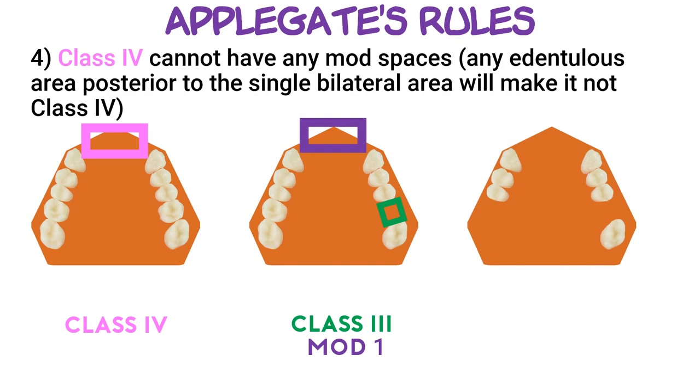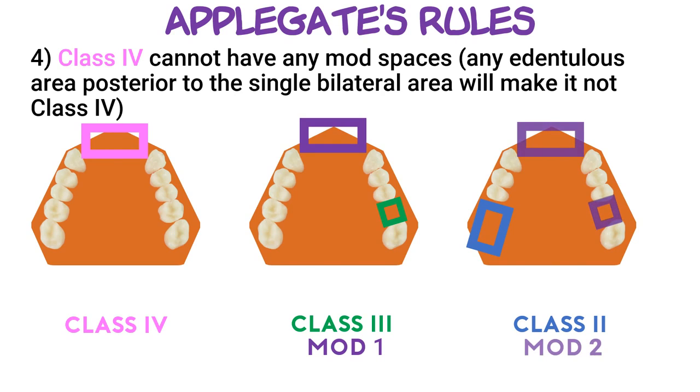Same situation here. We have 2 edentulous spaces at the back, so there's no way that this can be a Class 4 classification, and since the posterior space in Quad 1 is more posterior than the others, this arch should be classified as Class 2 Mod 2. That's everything you need to know. Try testing your skill with these example dental arches using everything that we went over in this video.